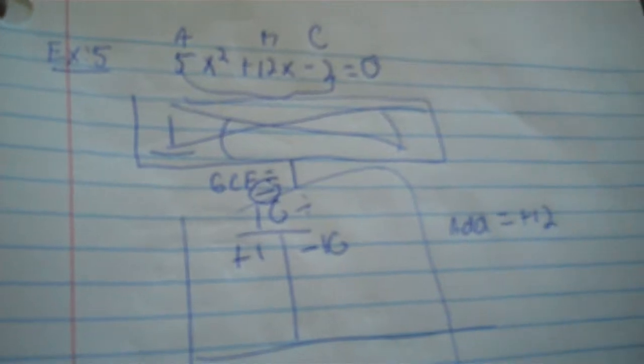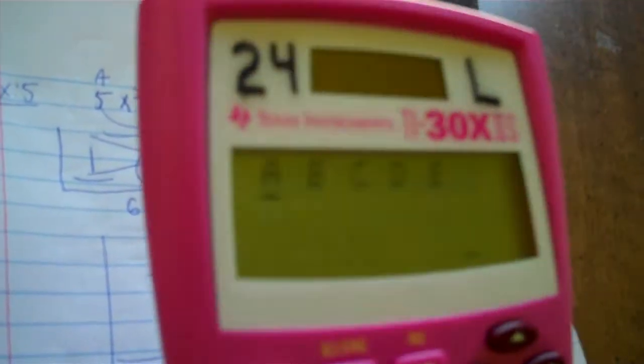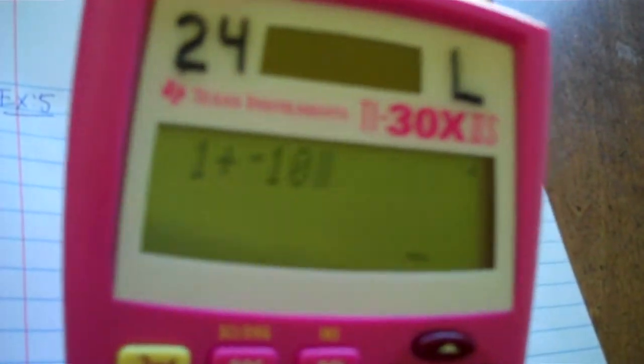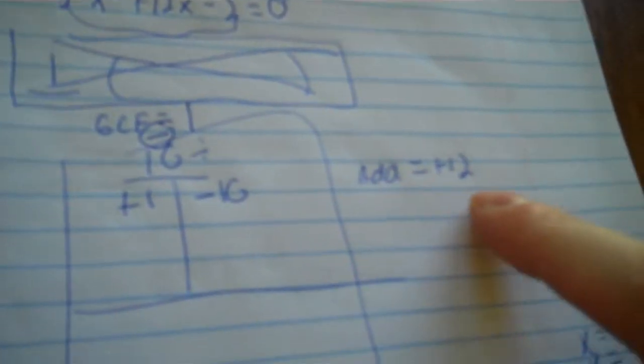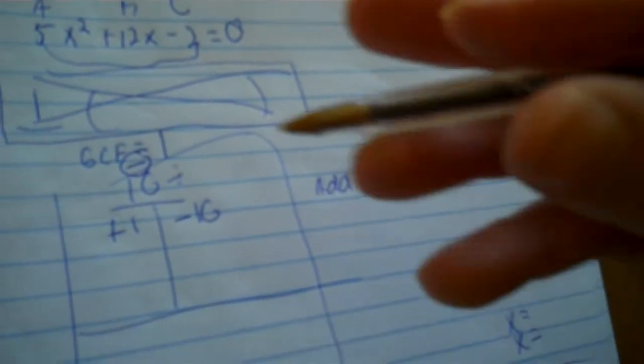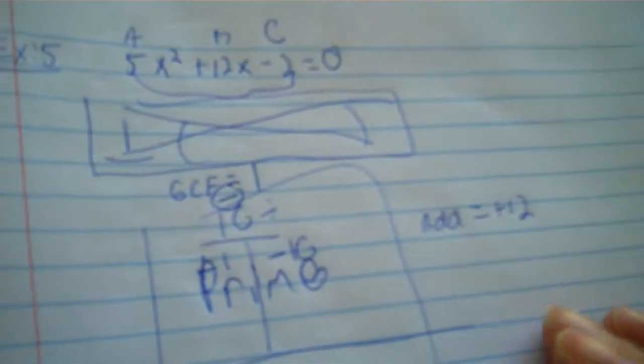Problem is, if we divide 10 by 1, that's 10. If I add 1 plus negative 10, that's negative 9. That's already too small to be 12. So that means it's prime. This cannot be factored. So you use your quadratic formula.